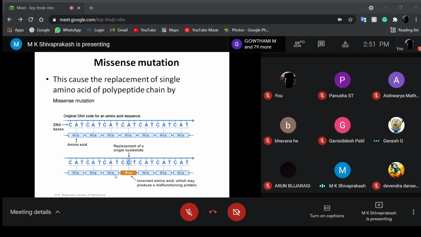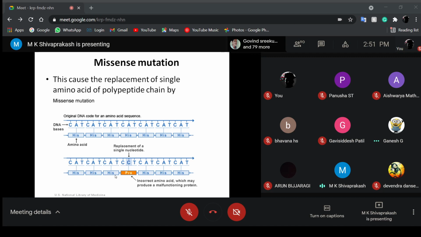Next, the missense mutation. This is caused by the replacement of a single amino acid of a polypeptide chain. Here the change occurs in a triplet. As a result, replacement of a single amino acid in a polypeptide chain occurs.